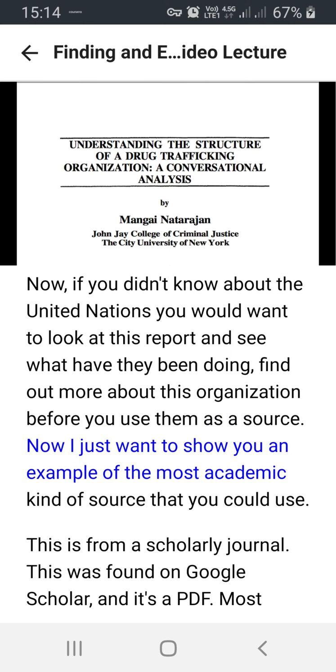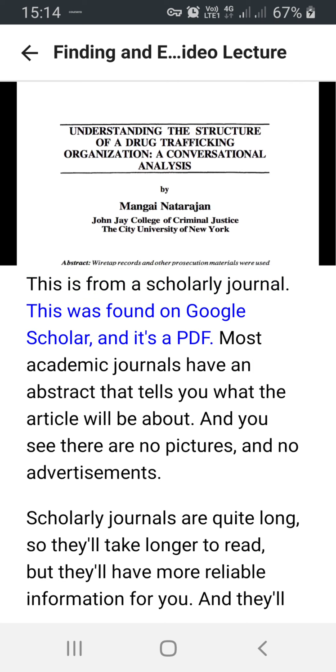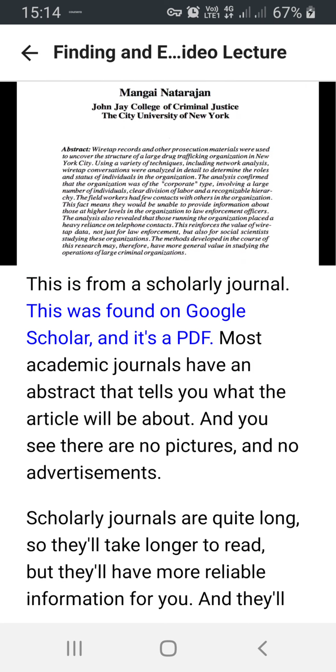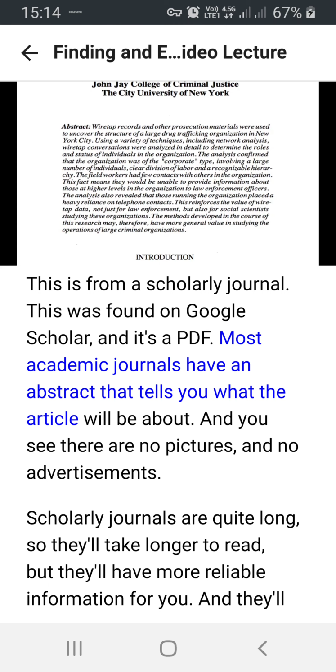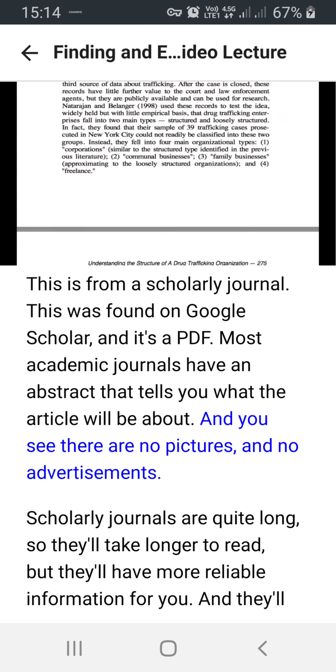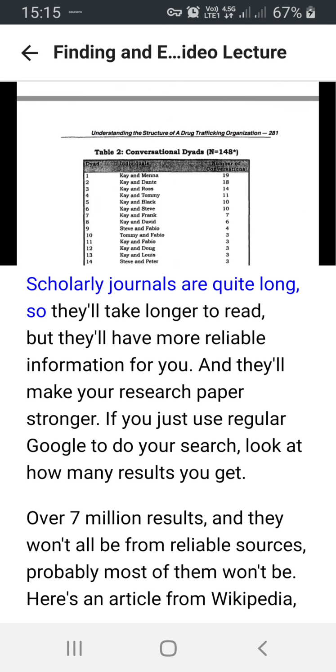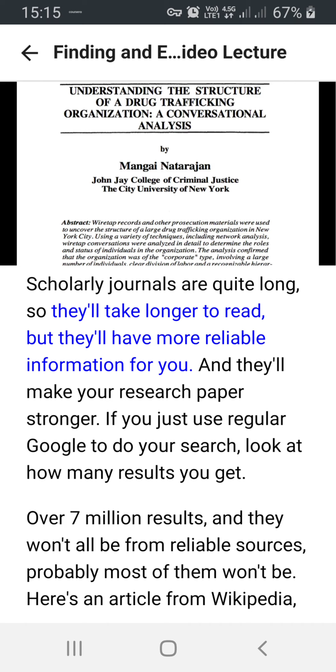Now I just want to show you an example of the most academic kind of source that you could use. This is from a scholarly journal. This was found on Google Scholar, and it's a PDF. Most academic journals have an abstract that tells you what the article will be about. And you see there are no pictures and no advertisements. Scholarly journals are quite long, so they'll take longer to read. But they'll have more reliable information for you, and they'll make your research papers stronger.